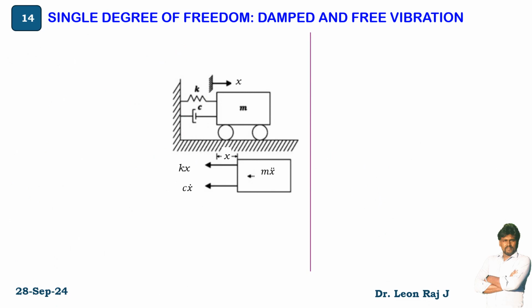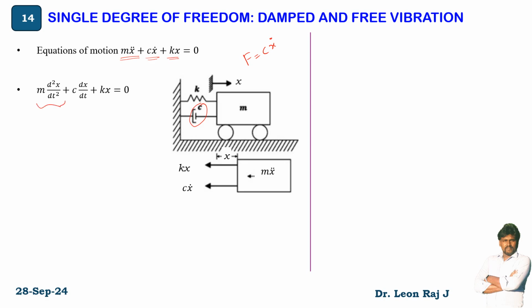Next portion of this lecture is single degree of freedom, damped and free vibration. So in damped free vibration, an additional damper, that is a dashpot, is provided. In your equation of motion, this is the inertia force, this is the stiffness force, and this is the damping force. Damping force F is equal to c times x dot. By substituting this, you will get the differential equation: m d square x by dt square plus c dx by dt plus k x equal to 0. This is acceleration, this is velocity, and this is displacement.